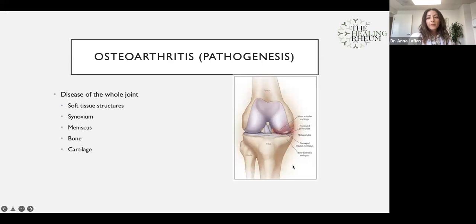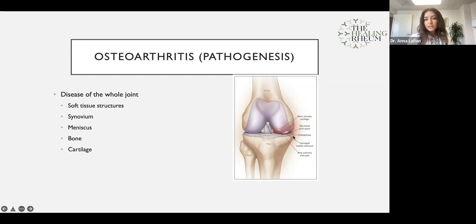So, as you can see here, osteoarthritis isn't just a focal involvement of your joint. It's a disease of the whole joint. So the soft tissue structures are impaired. The synovium is essentially the lining of the joint. Every joint has a synovial covering. The meniscus, and so you actually see here the damaged medial meniscus. The bone, obviously, where you get new bony overgrowth.